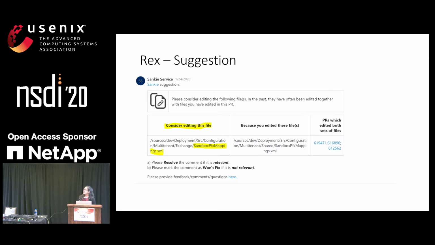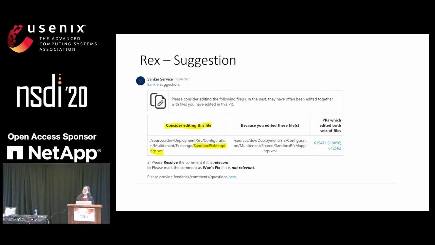So this is what a typical suggestion would look like to a developer. In this case, a developer is recommended to edit file sandbox.pfxmappings.xml because they have edited some of the correlated files. In addition to this, we also provide information about the previous PRs where these two files happened to change together, for interpretability reasons, so that developers can understand how these files are correlated.